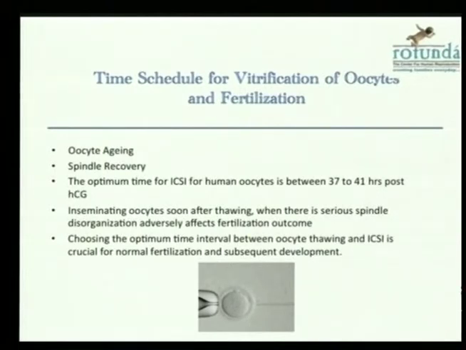So for an oocyte vitrification program, we must remember the time schedule when we vitrify our oocytes. There is oocyte aging and there is spindle recovery. The optimum time for ICSI for human oocytes is between 37 to 41 hours post-HCG. And inseminating the oocyte soon after thawing, when there is serious spindle disorganization, adversely affects fertilization outcome. Therefore, considering these competing aspects of oocyte aging and spindle recovery is essential for a successful oocyte cryopreservation program.